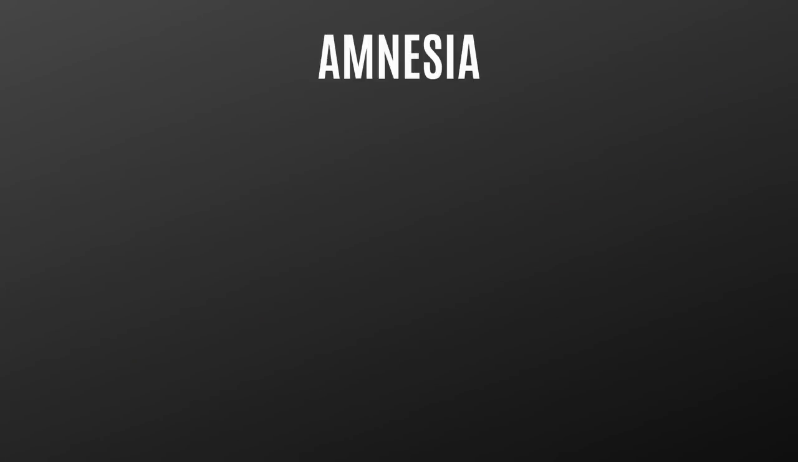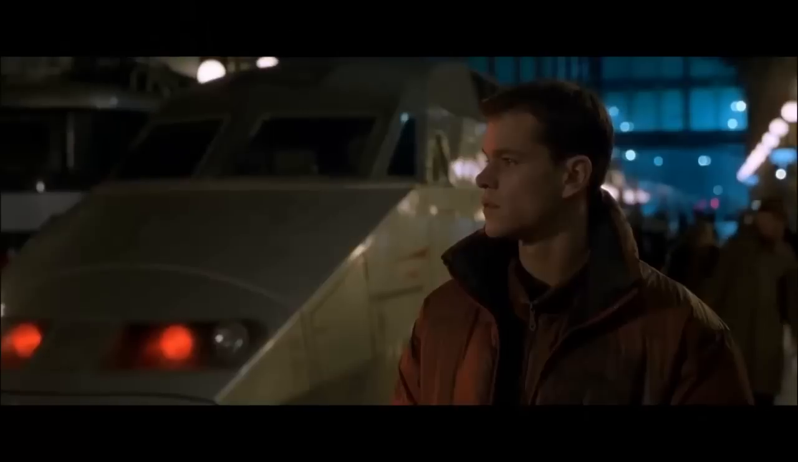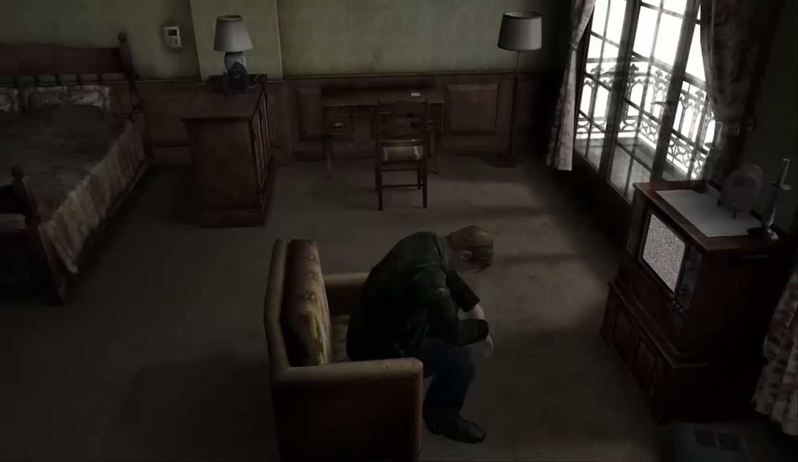Second plot device that I hate is amnesia. Now let me be clear here. I don't mind amnesia if it's something a character is dealing with at the beginning of a story. Stuff like in The Bourne Identity or Silent Hill 2, where you have a character who's trying to remember who he is or remember what he did.